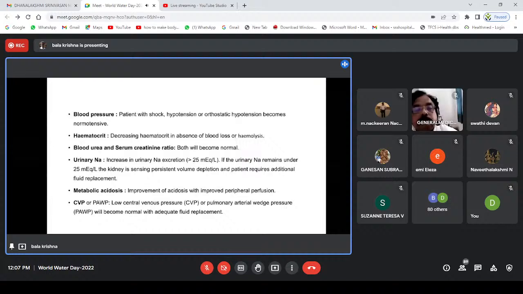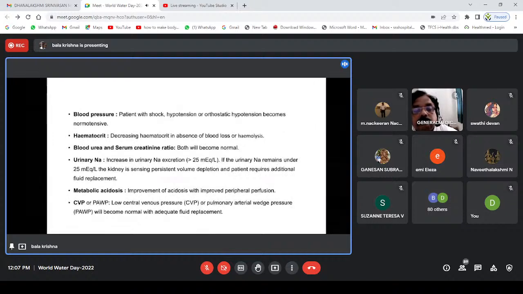The hematocrit will decrease in the absence of hemolysis or actual blood loss. In case of any dehydration, the hematocrit will rise. The hematocrit will fall in a patient with hemolysis or blood loss. We should account for that also.